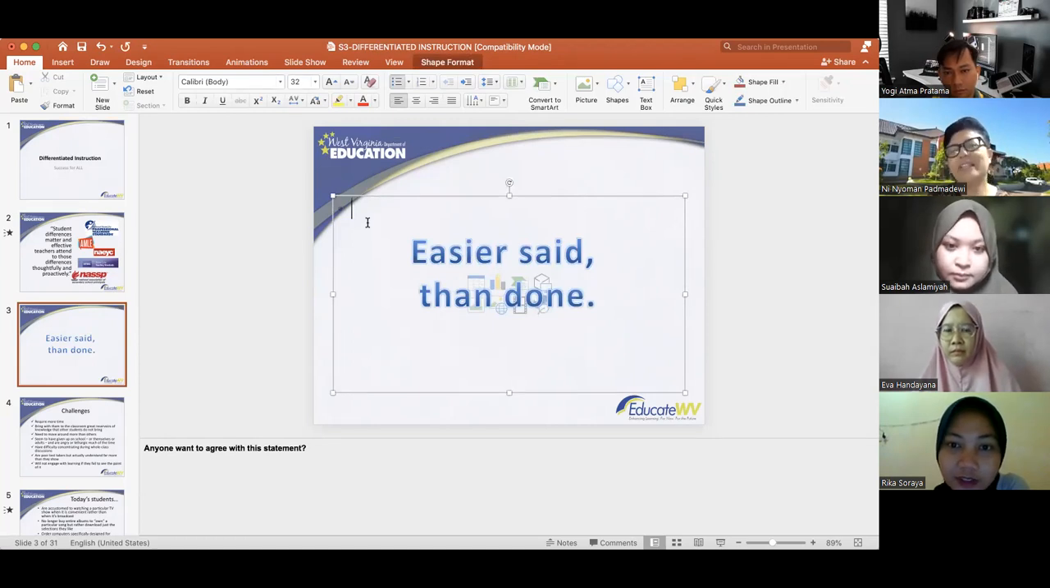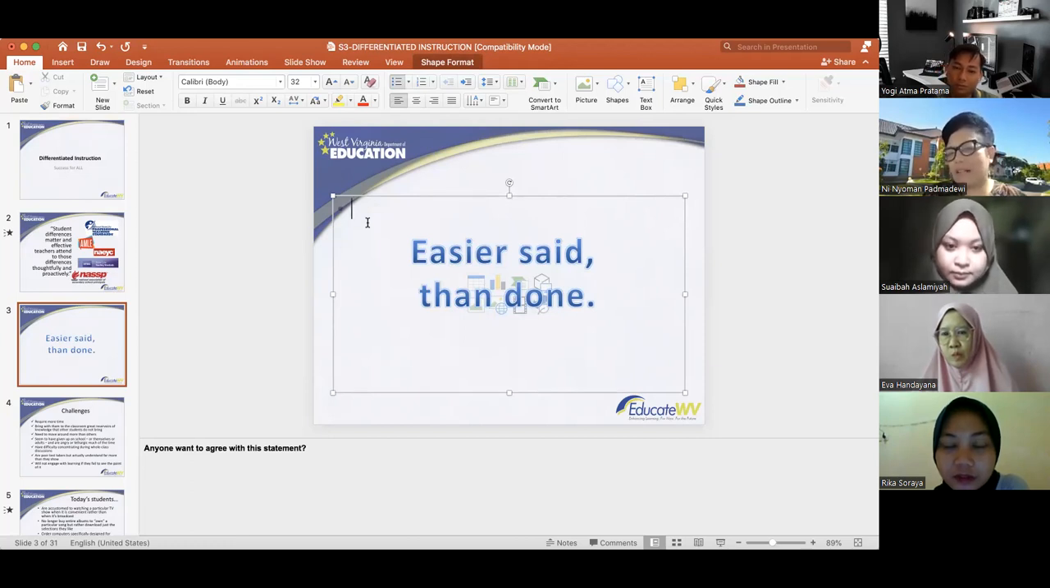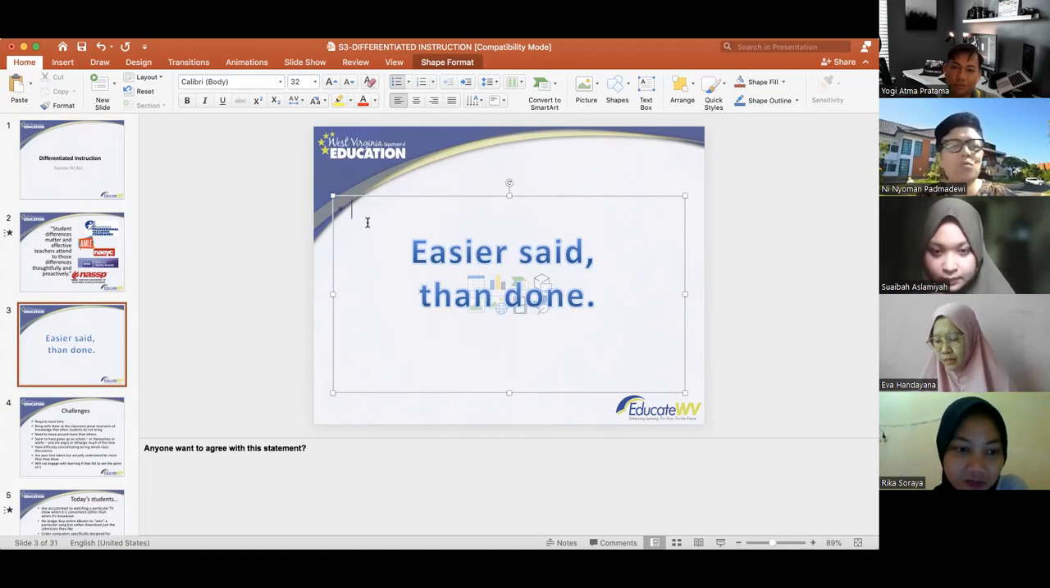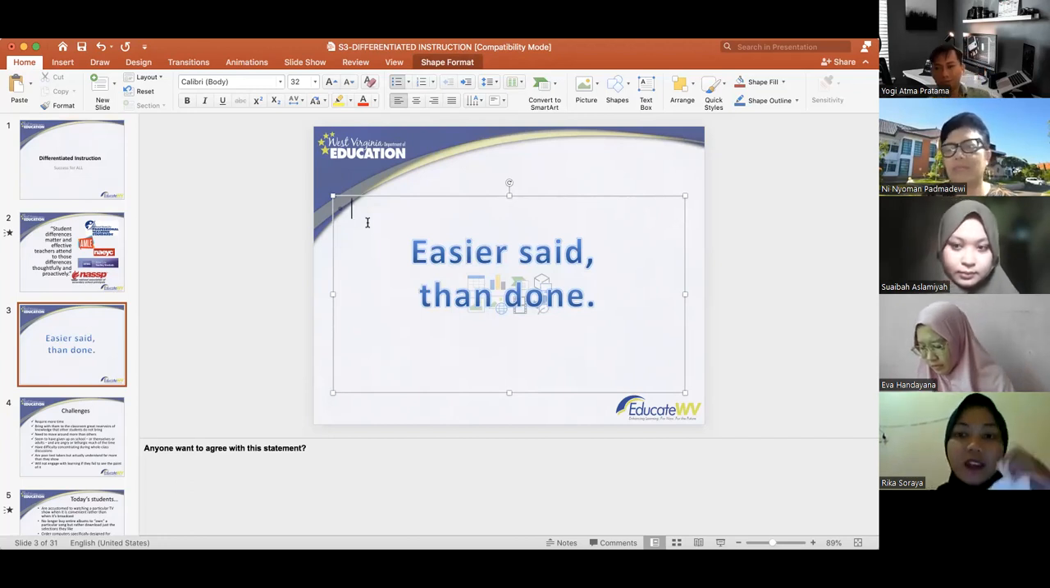Yeah, easier said than done. Do you agree with this one? Why do you think it is easier said than done? Why do you think differentiated instruction is very easy to say, but not that easy to implement? Anybody can tell me why, sir? Do you agree or disagree with this one? May I, ma'am? Yes.